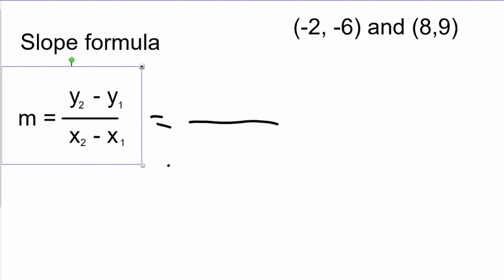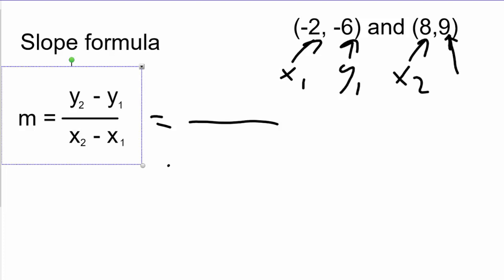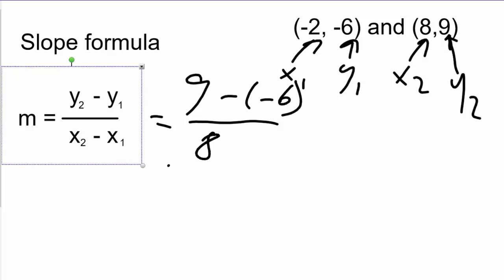I'm just going to name this x1, y1, and this is x2, y2. So slope equals 9 minus negative 6 over 8 minus negative 2. This whole thing is positive, right?